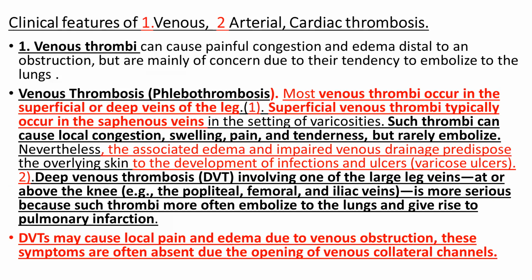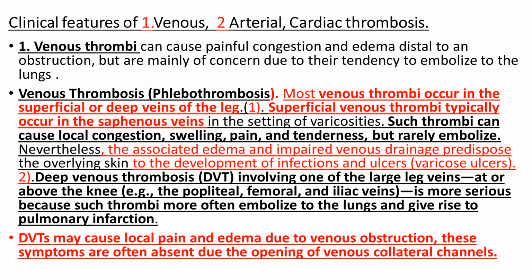Venous thrombosis causes painful congestion and edema distal to an obstruction, but is mainly important due to its tendency to embolize to the lungs. Most venous thrombosis occurs in the superficial or deep veins of the leg. Superficial vein thrombosis typically occurs in the saphenous vein, and deep vein thrombosis, DVT, involves one of the large leg veins at or above the knee, that is the popliteal, femoral and iliac veins.